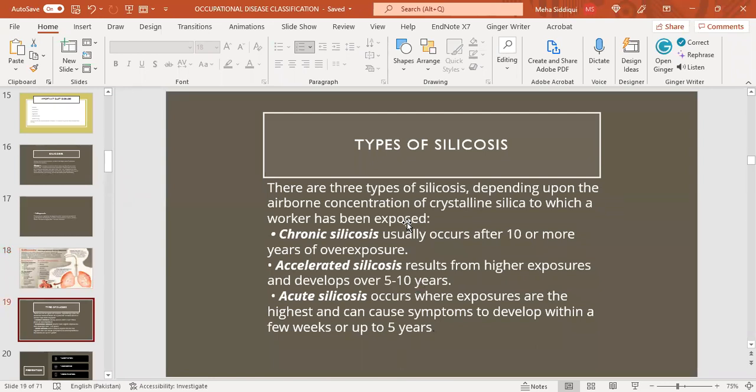Now, types of silicosis. There are three types of silicosis depending upon the airborne concentration of crystalline silica to which a worker has been exposed. First is chronic silicosis, which occurs after 10 or more years of overexposure. Then accelerated silicosis, which results from high exposure and develops over 5 to 10 years. Acute silicosis occurs where exposures are the highest and can cause symptoms to develop within a few weeks or up to 5 years.